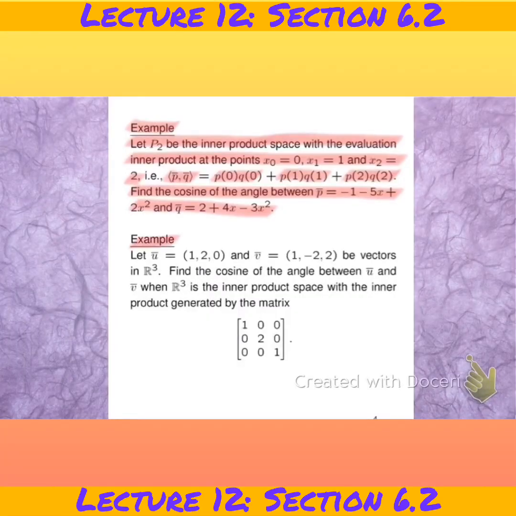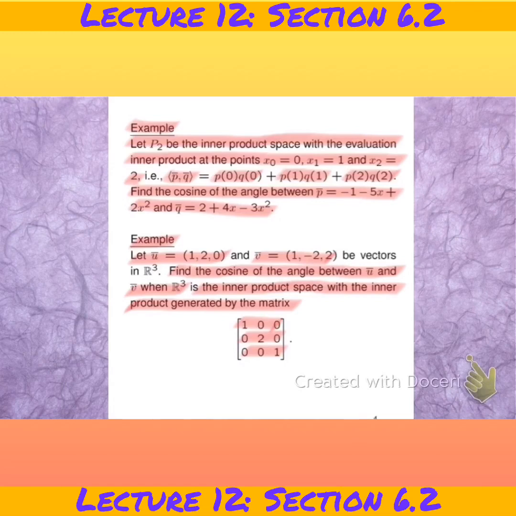Right, so next we have the example. Let U and V be two vectors in R3, and they ask us to find the cosine of the angle between U and V in R3, where we're working with the inner product space where the inner product is generated by the matrix. Now remember how we defined this inner product. We defined it a specific way, and we are going to consider this problem using that defined inner product.